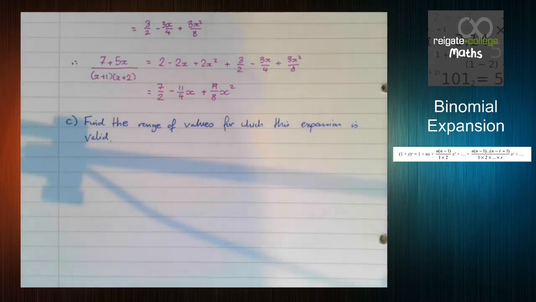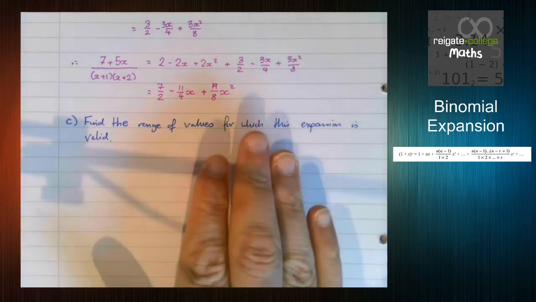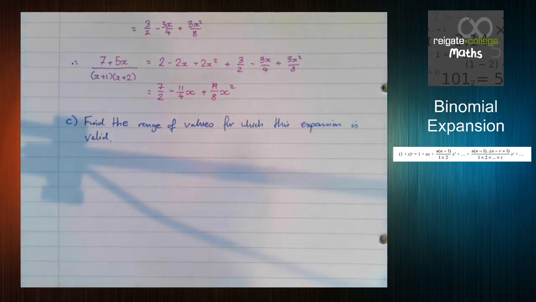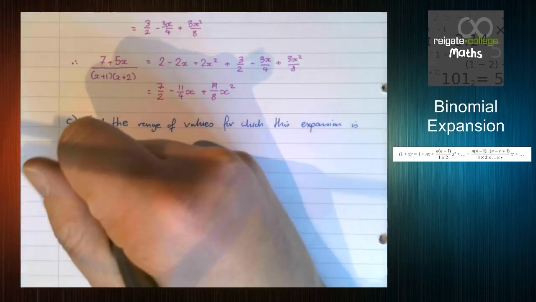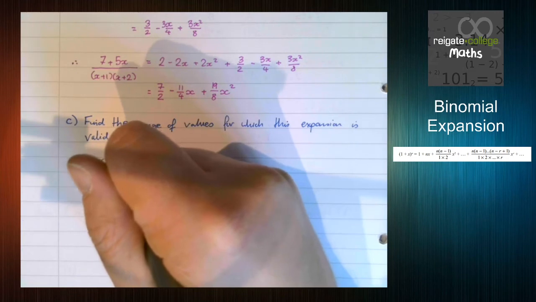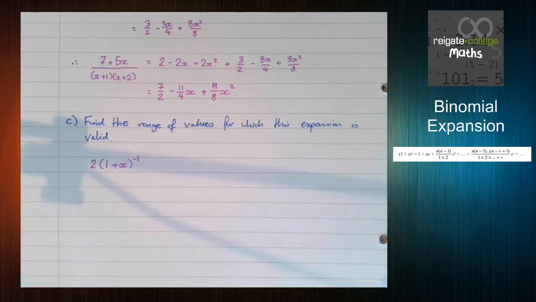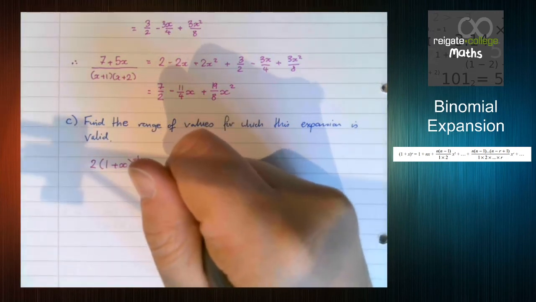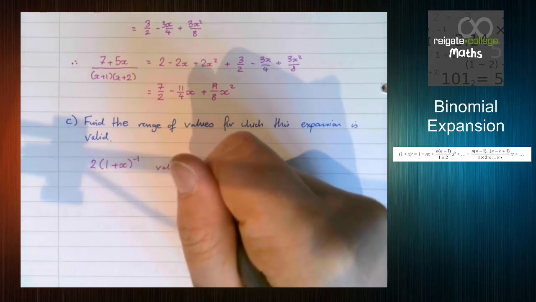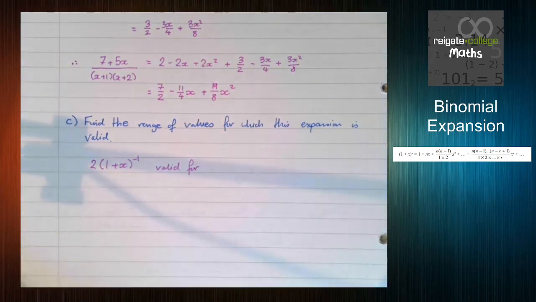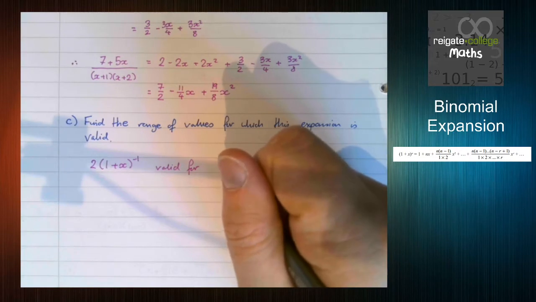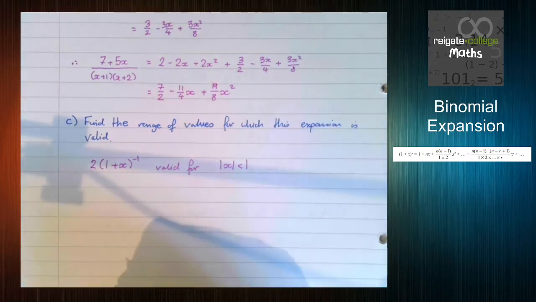So just to finish off, we have this part C, find the range of values for which this expansion is valid. So this is a really relevant question because we've done two different expansions added together. So we need to consider the validity of each of them. So let's think about the validity of each expansion. So this was our first one. So this is just 1 plus x, so it's just valid for modulus x is less than 1.